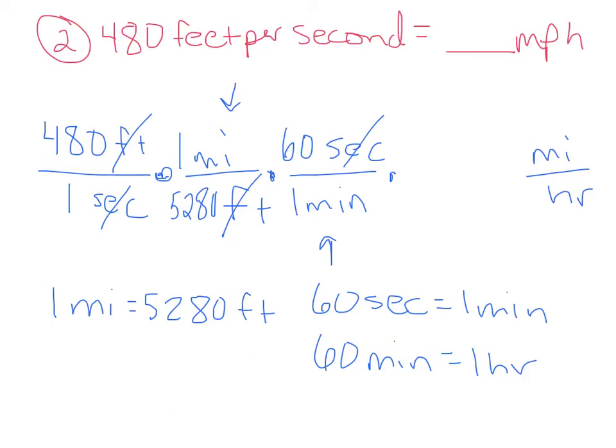So I got to get rid of those minutes. Since minutes are on the bottom, I got to put it on top. So it's 60 minutes per 1 hour. Okay, so that way my minutes cancel. Now I can go through and calculate.